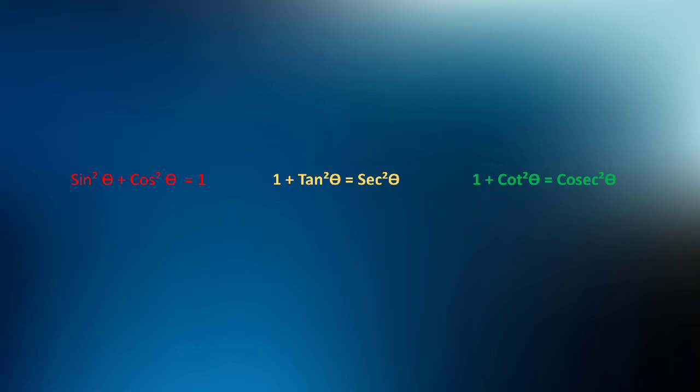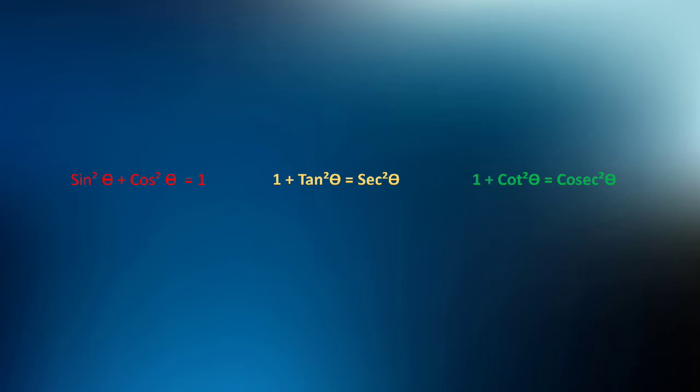Sin²θ plus cos²θ is equal to 1. 1 plus tan²θ is equal to sec²θ. 1 plus cot²θ is equal to cosec²θ. Now whenever we are going to solve problems later on, these identities have to be very clear in your mind. You can't fumble with these identities. That's the reason I've kept them on the screen for a while.